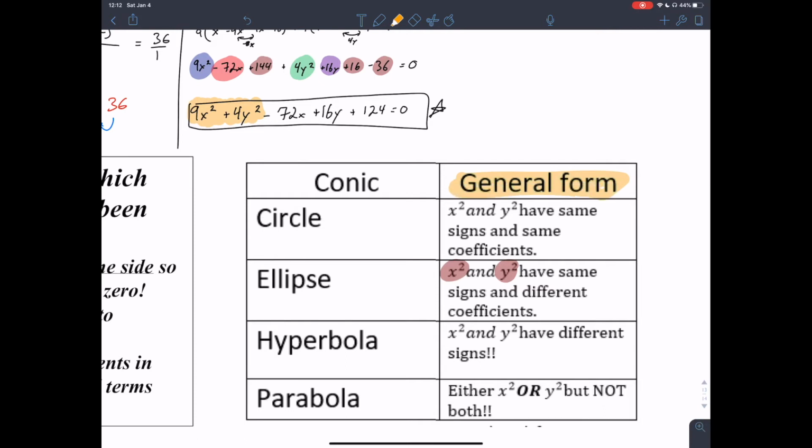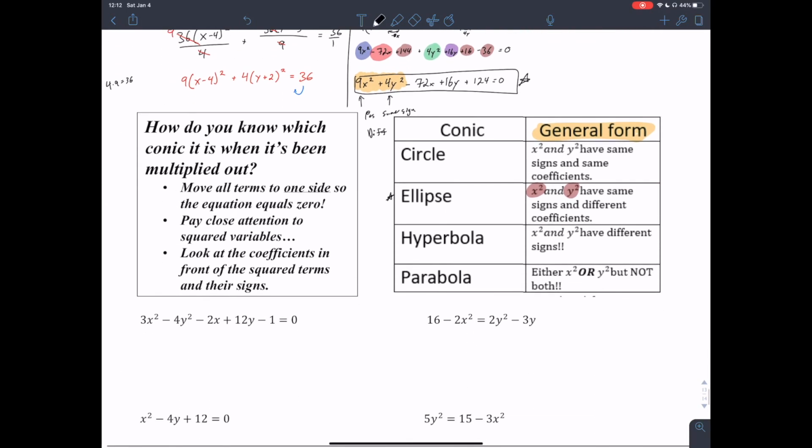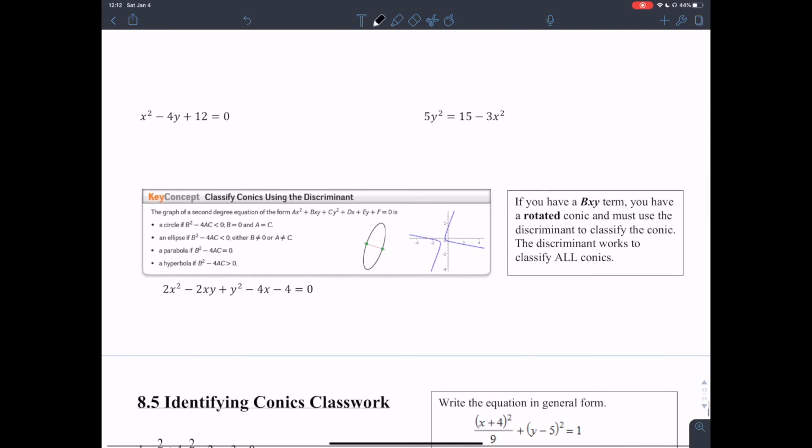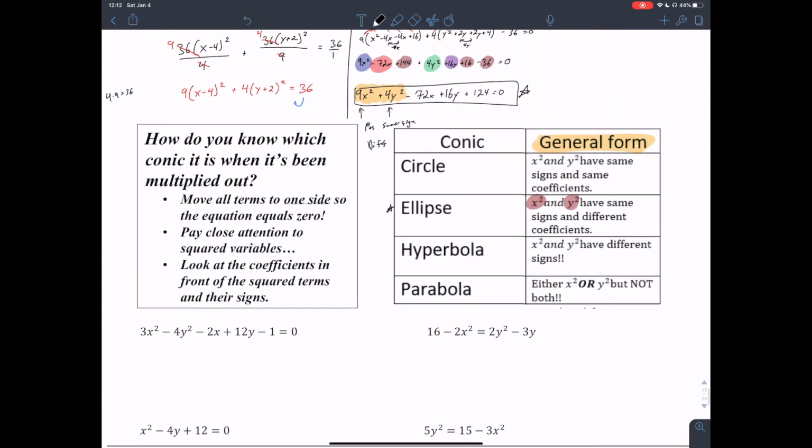Okay? So notice, they're both positive, in other words, same sign, and they have different numbers or different coefficients. So that tells me that this was an ellipse because x and y squared have the same sign but different coefficients. So we're going to do the same thing with the next couple of equations, and then you guys will work on some yourself. So let's see.